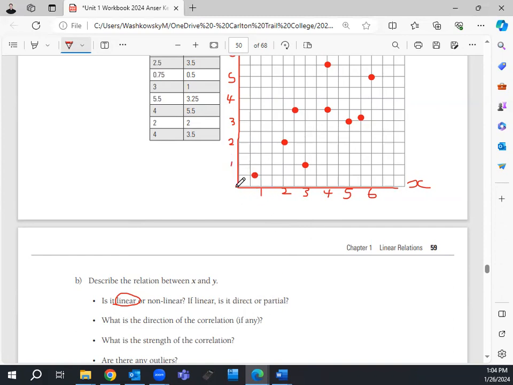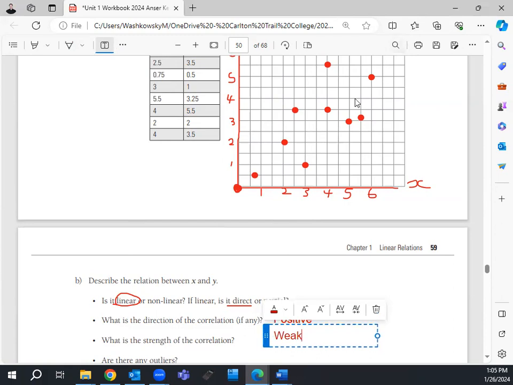Probably a direct. It looks like it's probably going to go through 0, 0 if we were to draw a line here. Now, for the direction of the correlation, it would indeed be positive. And then what's the strength of this correlation we're thinking of? I said weak. It looks like a pretty weak correlation.